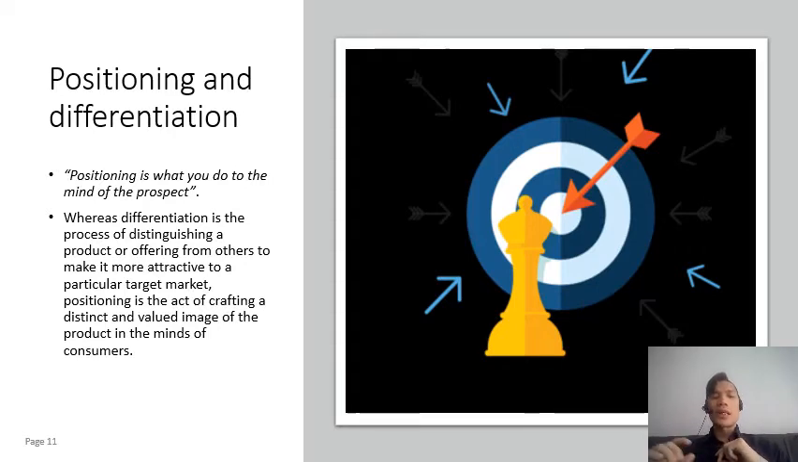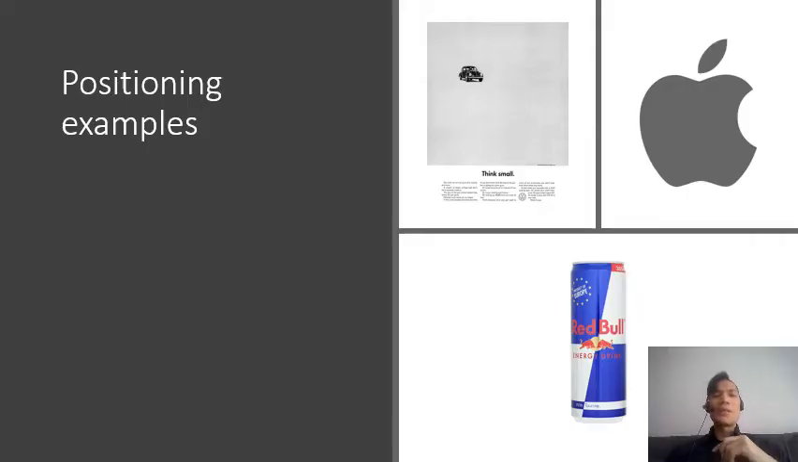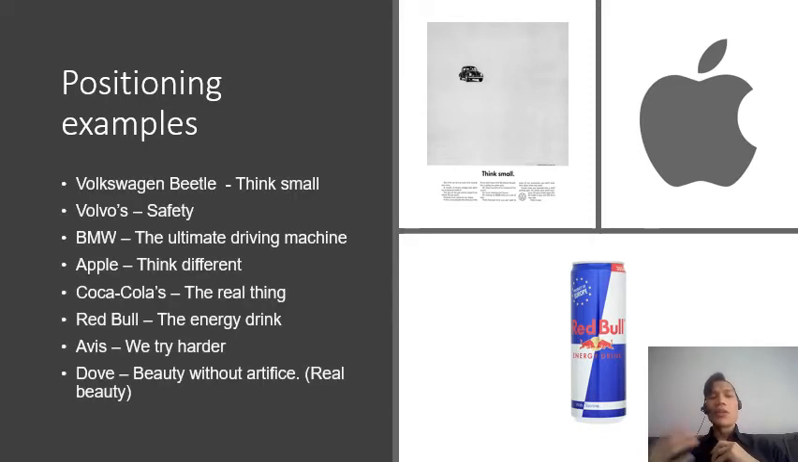So positioning is the act of crafting a distinct and valued image of the product in the minds of the consumers. So for example, if you look at some of this positioning of some very famous brands, Volkswagen's Beetle talks about thinking small. So that's how they position that small is always better. Volvo always prides on their safety, whereas BMW is always about the ultimate driving machine. Apple has their motto about thinking different. Coca-Cola has the same motto on theirs about the real thing.